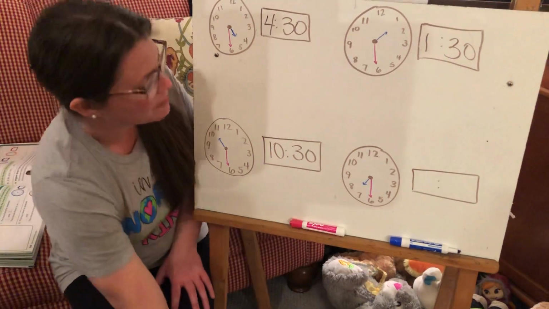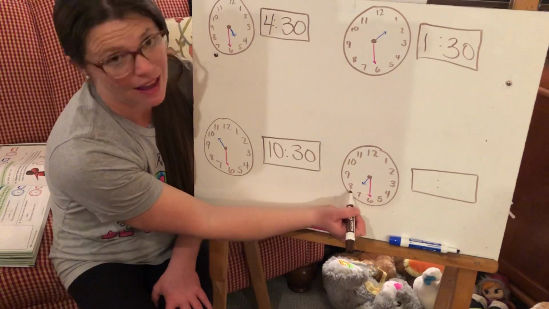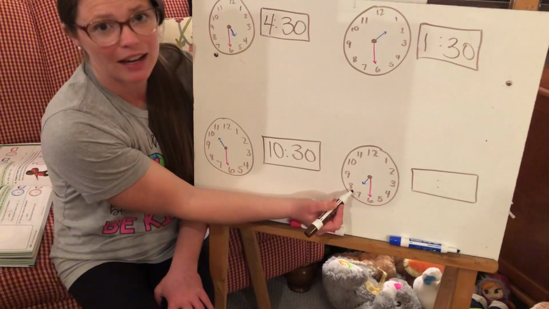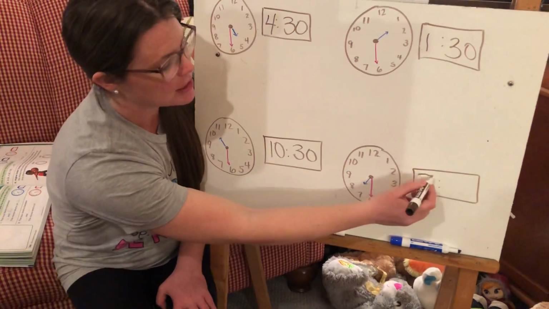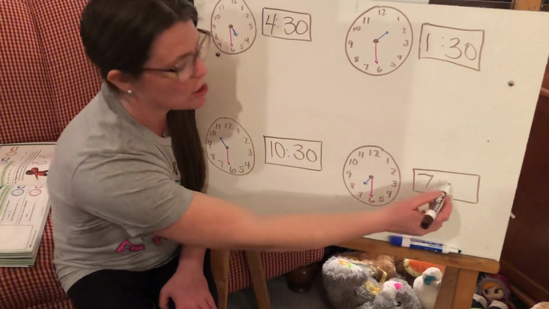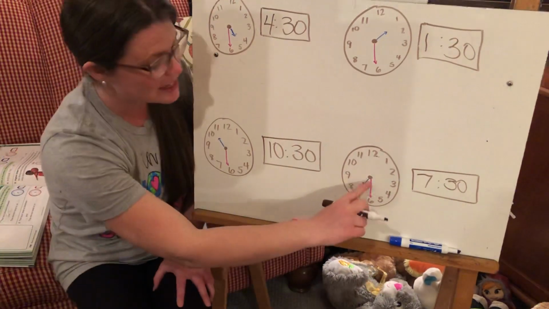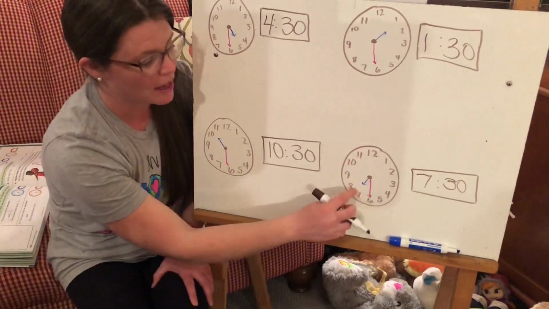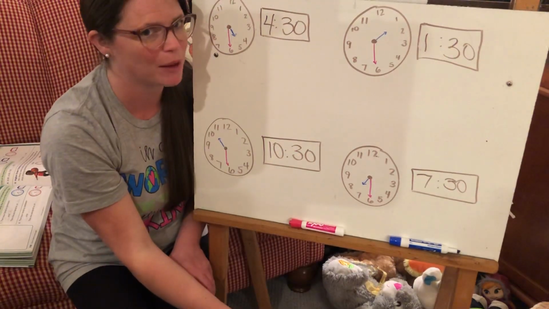Okay. And then my last one, it's in between the 7 and the 8. So that means it's working its way through the 7 o'clock hour, but it's not quite 8 yet. So we're going to use the 7. And again, the minute hand is on the 6, so we'll use 30. And then once it does get through that next half hour, it will become 8. You're going to need that for your challenge problem today.